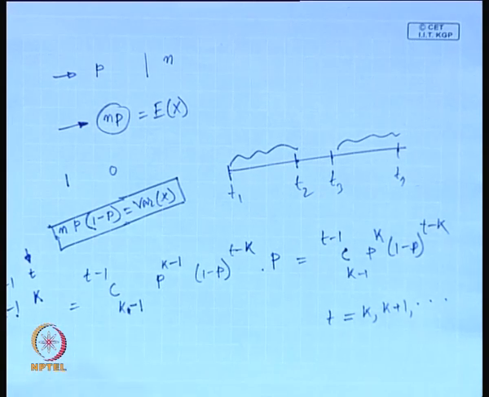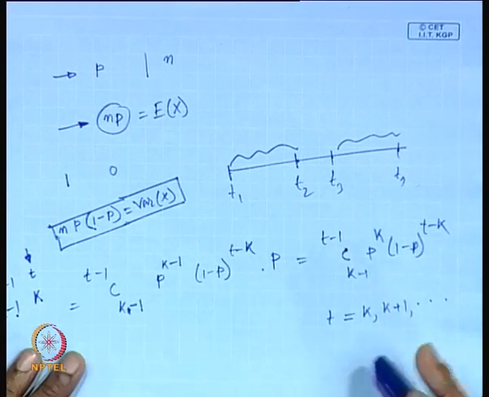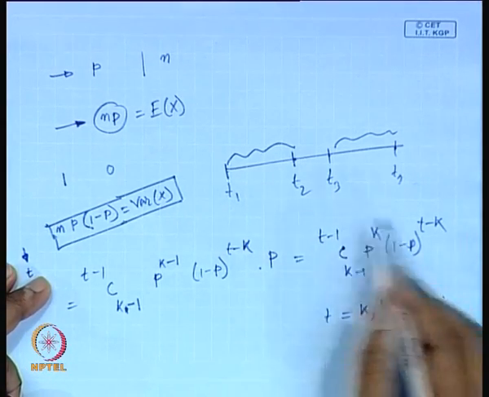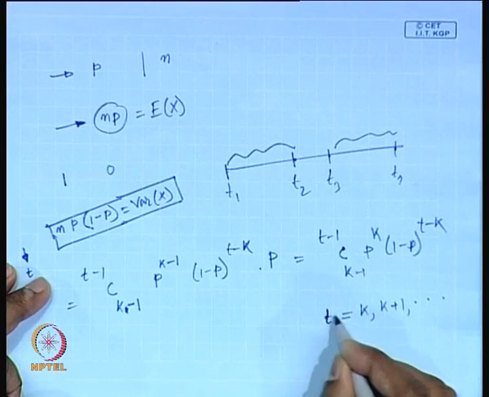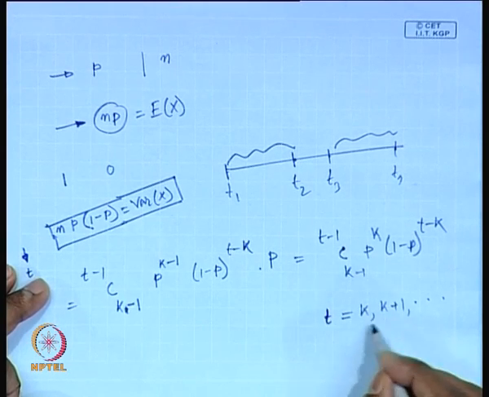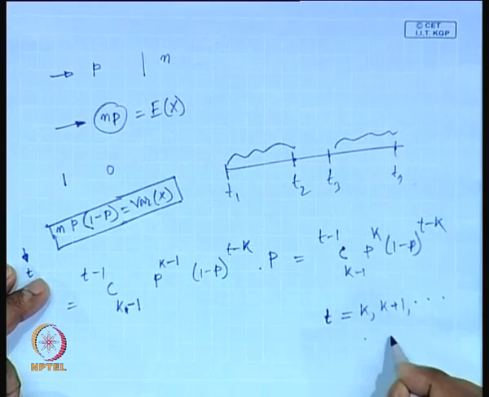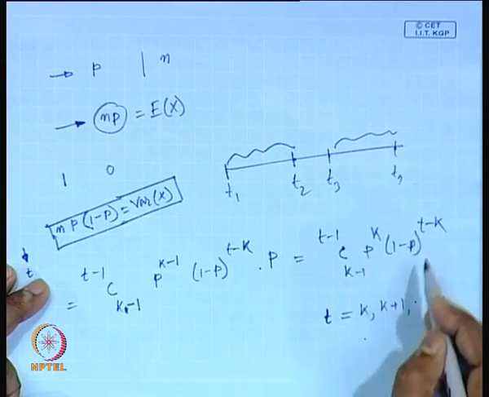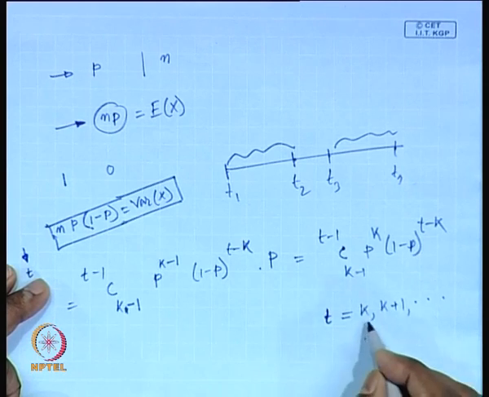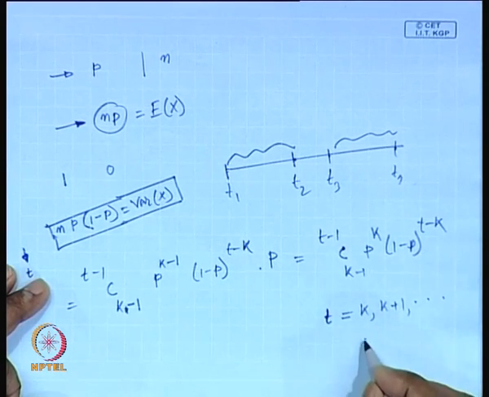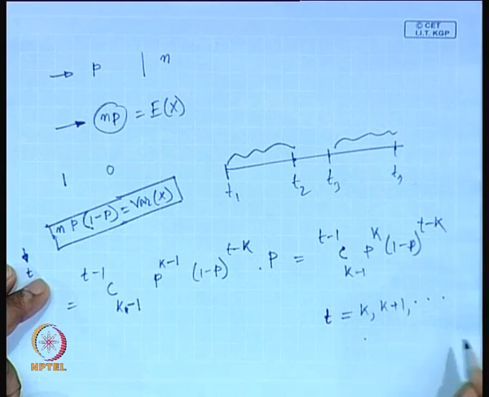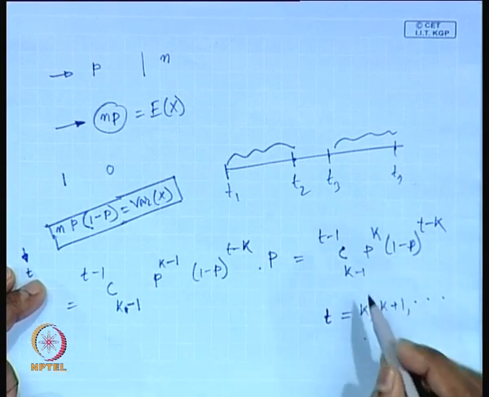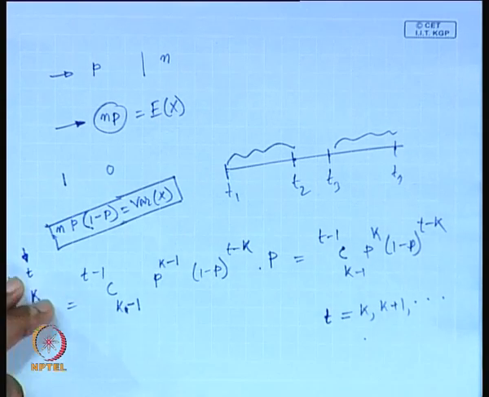Now, in some texts you will find that this k is shifted to 0, so that the support is mathematically shown as 0, 1, 2, 3, instead of k, k plus 1 up to infinity. That is also possible, but here we are taking the support from k onwards.